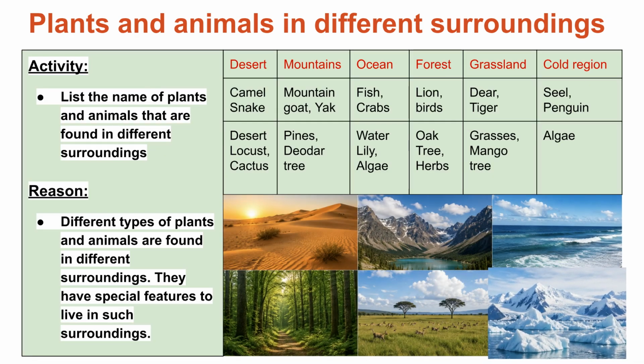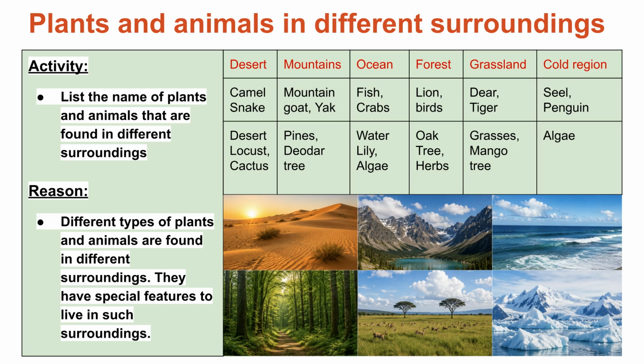We can categorize various animals and plants in different surroundings. Generally, there are various landscapes found on our earth, whether it is desert, mountains, ocean, forest, grassland, or cold region. We find different types of animals and plants living there. So in this activity, we list the names of plants and animals that are found in different surroundings.